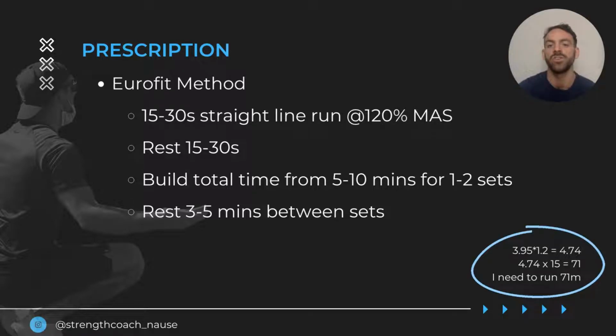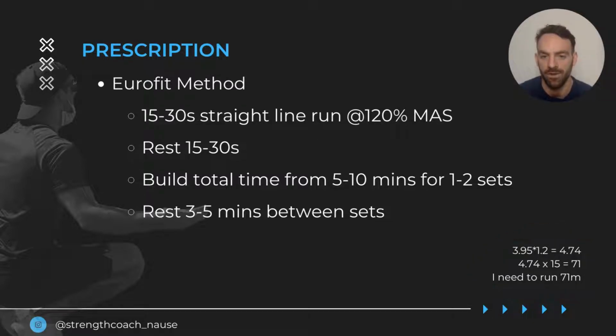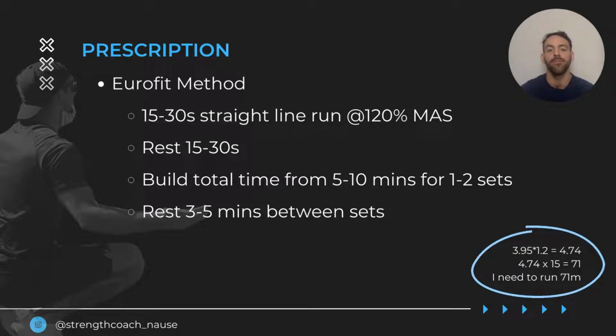There's a number of methods that you've probably seen or may have heard of. Now, the most common is the Eurofit method. You might not have heard it called the Eurofit method, but it's the one that you most typically see. It's essentially 15 to 30 seconds straight line running at 120% of your MAS. Rest in place from where you finish for 15 to 30 seconds and then repeat. You'll quite often see this with just 2 cones marked out, and the athlete has to run from one to the other in 15 seconds or whatever your time frame is, and then rest and repeat.